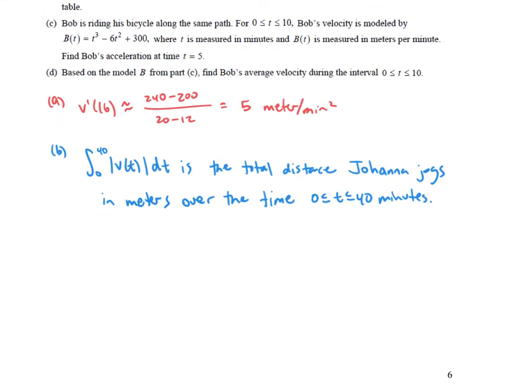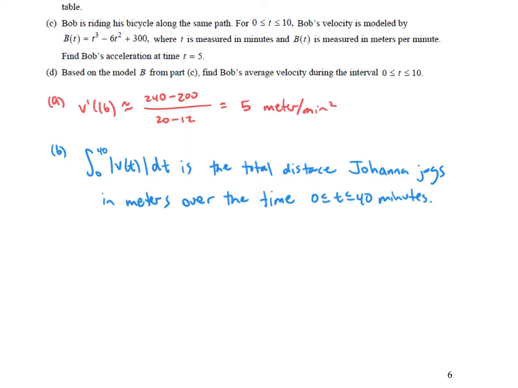So remember, you want to talk about the context of the problem. So you don't want to just talk about distance, period. You want to talk about how much Joanna is jogging over that period of time. But you also want to specify the period of time itself. You don't want to leave that off. So in this case, it's from 0 to 40 minutes.